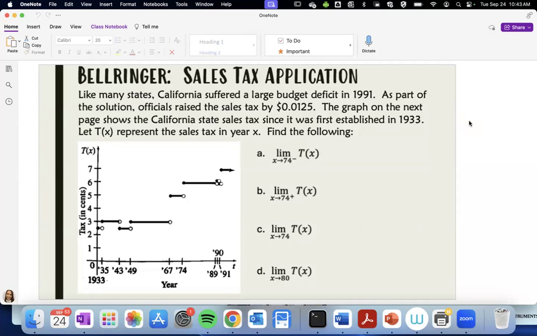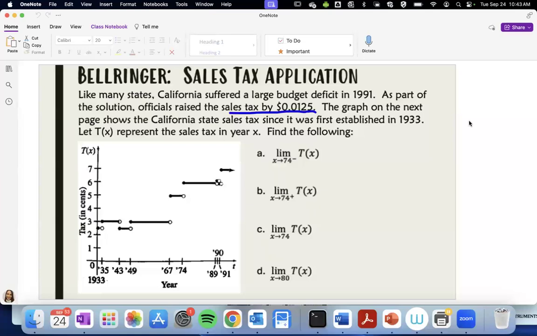So the limit as x approaches 74 from the left of T of x. This represents the taxes and sales tax for California. Officials raised the tax by 0.0125, and then it shows the sales tax since it was first established in 1933. T of x represents the sales tax in year x.